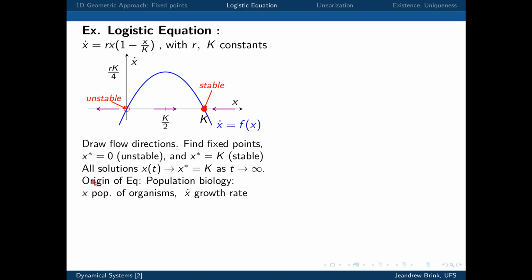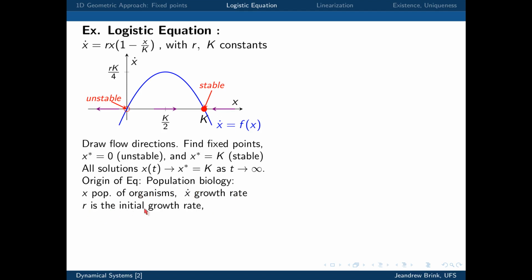Okay, so the origin of this equation is population biology. X represents the population of organisms. For example, if you're looking at the growth of COVID, say, or the growth of rabbits in a certain environment, or sheep, or whatever, x dot is the growth rate.